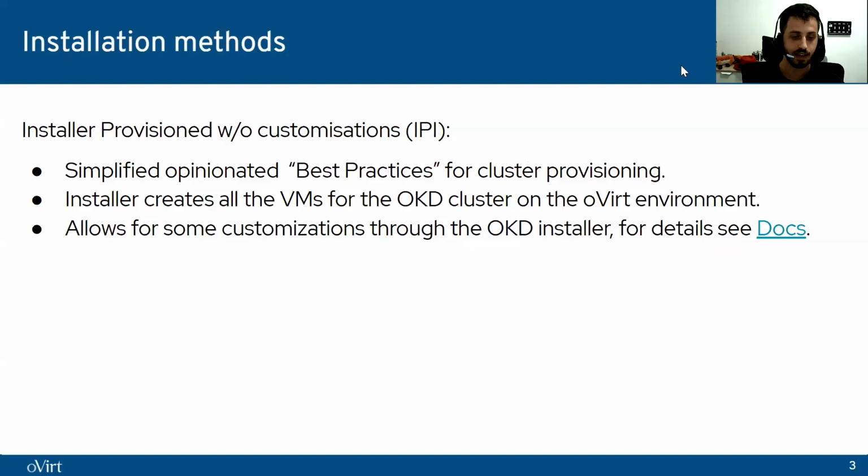As I said, IPI is very opinionated. It is based on best practices for your OKD cluster. The installer will create everything that is needed to run OKD on top of oVirt. It will create the oVirt VMs. It will create affinity groups if you configure it to, oVirt disks, oVirt tags, and everything that is required on your existing oVirt environment. We do allow some customizations to be done, and of course, everything is very clearly documented in the docs.